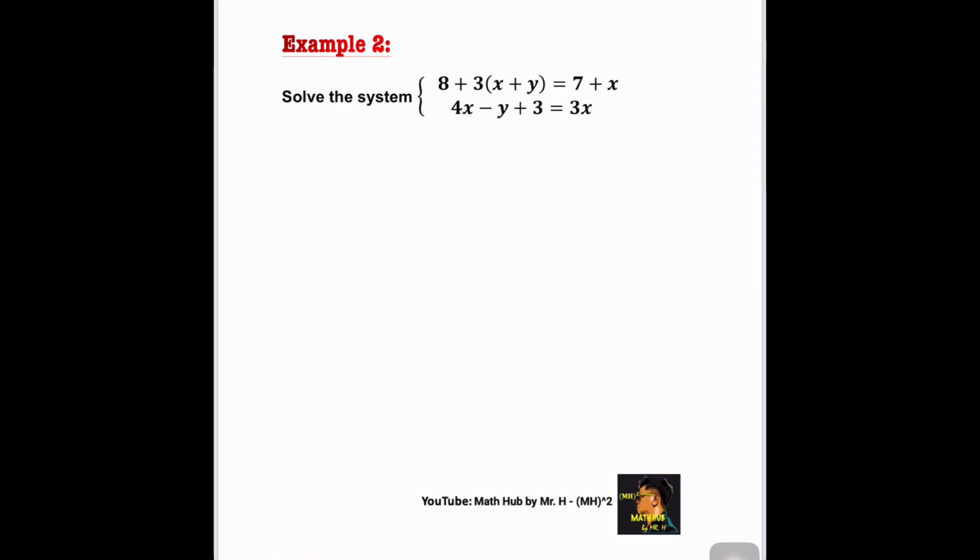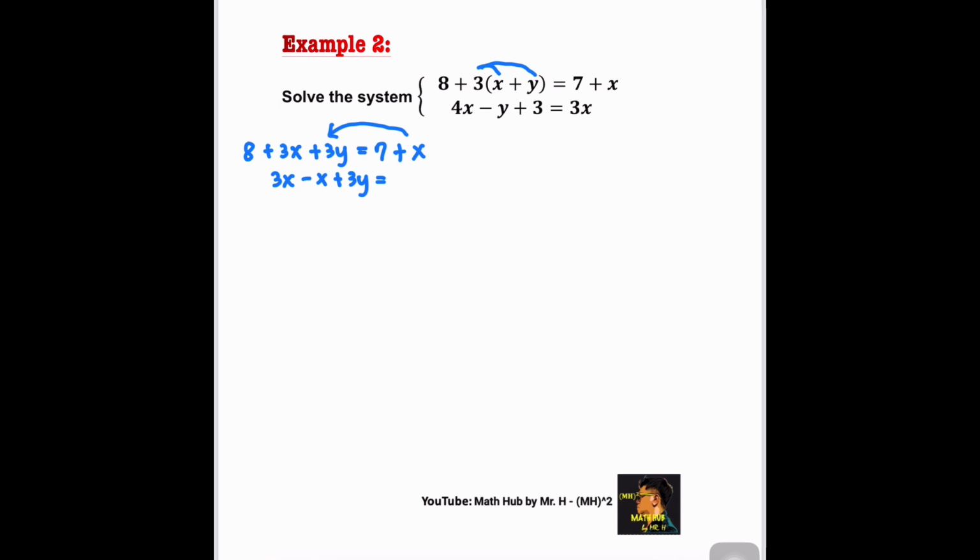So for equation 1, we need to distribute this. So we'll have 8 plus 3 times x is 3x, 3 times y is 3y, equals 7 plus x. Okay, so 3x is already on the left-hand side, so we just copy 3x, positive. However, plus x will jump over, that will become minus x. 3y is already here, so just copy plus 3y. And we separate the constant terms.